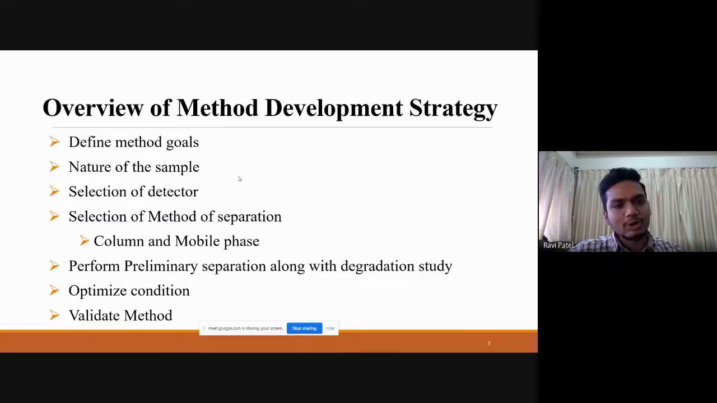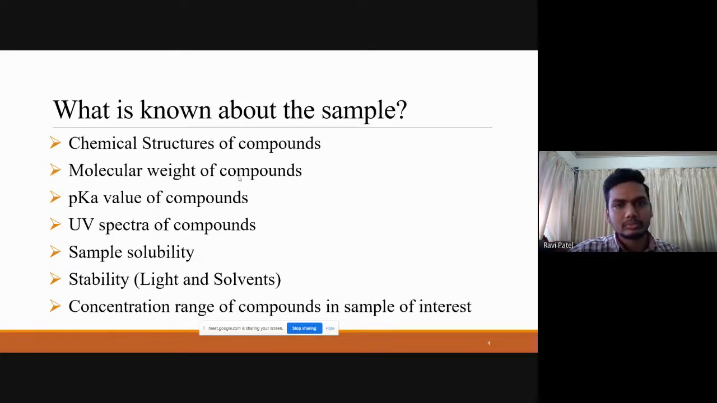Once we decide all these things, we start optimization of conditions. After optimization, we do validation according to ICH Q2(R1). So these are the general strategies we can use for any method development. The next thing is what is known about the sample.